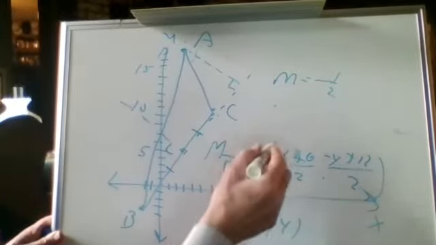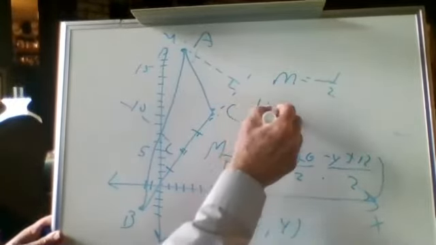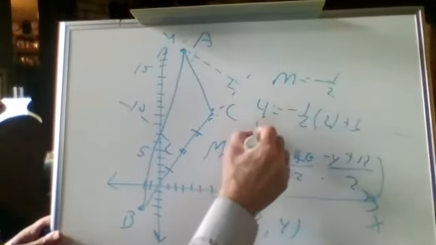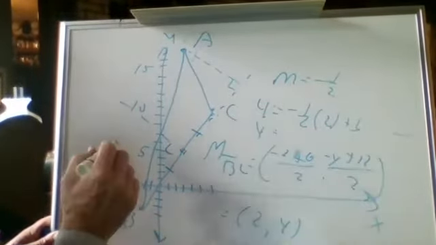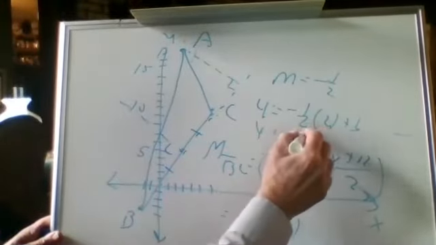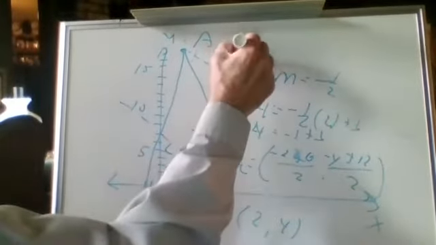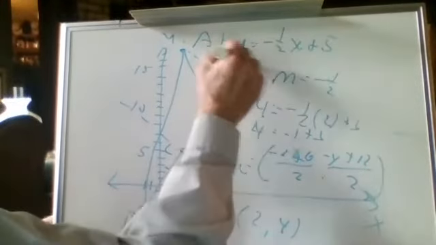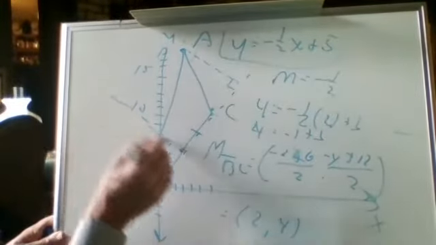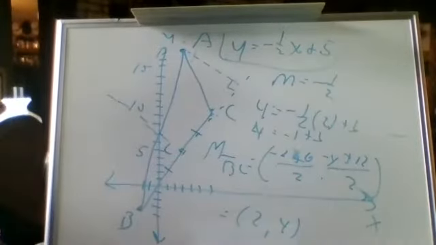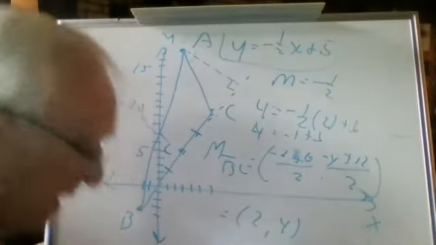So we're going to use y equals mx plus b again. 4 equals negative 1/2 times 2 plus b. Well, half of 2 is 1, of course. Add 1 to both sides. 4 plus 1 is 5. So I have y equals negative 1/2 x plus 5 is the equation of the line that is the perpendicular bisector. Okay. All right. Email me your questions.